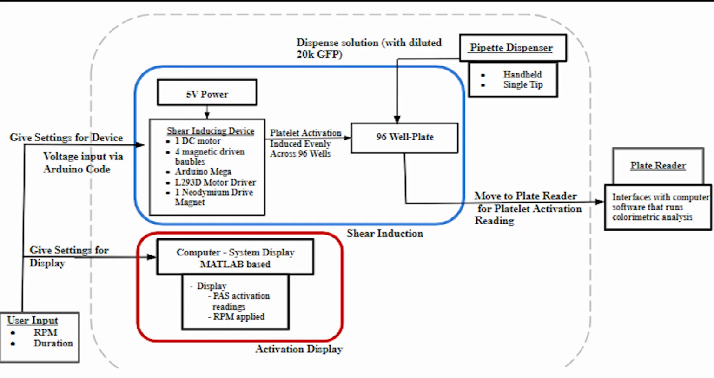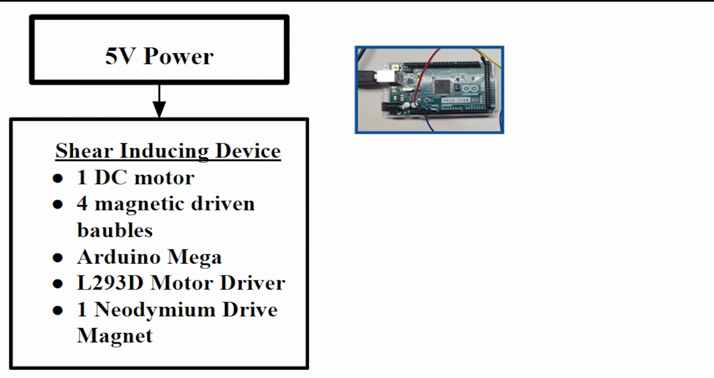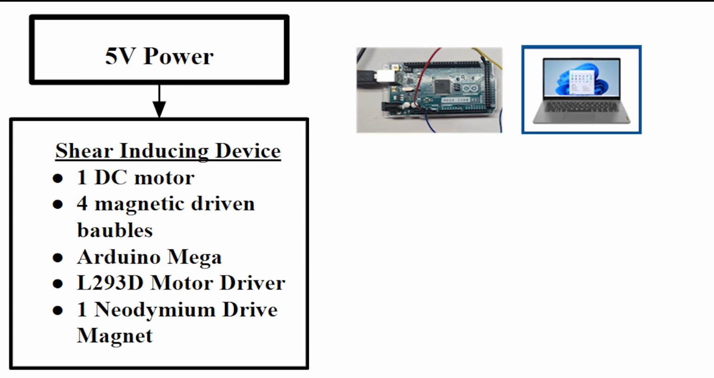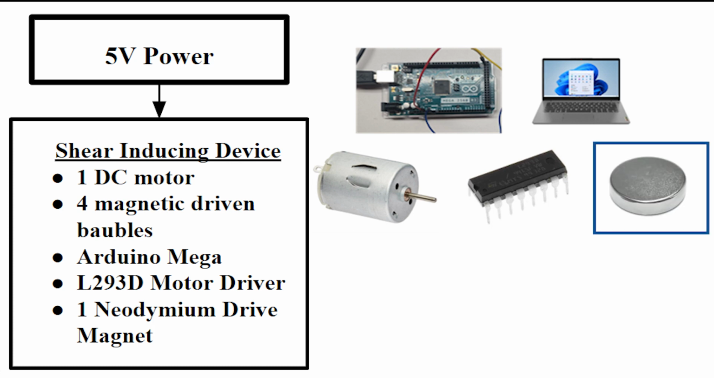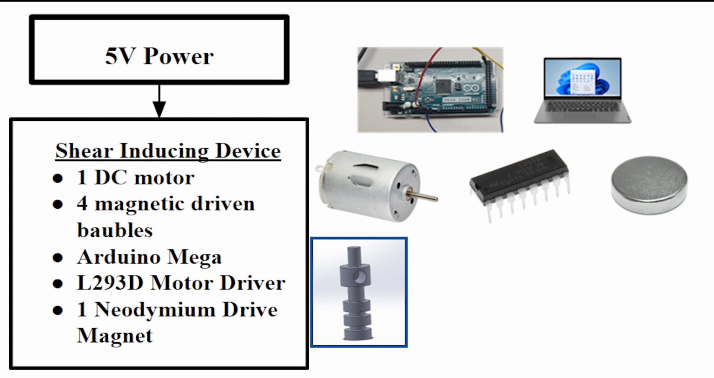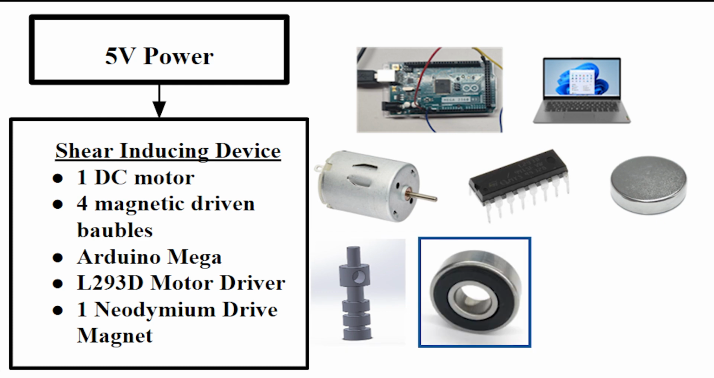There are two main components to the system, including the shear induction mechanism and the activation display. Starting with the former, the device consists of an Arduino Mega that interfaces with the user's laptop and device code, powering a DC motor through an L293D motor driver. Each motor is equipped with a neodymium drive magnet that induces rotation of the four magnetic bobbles suspended by ball bearings into the wells of the 96-well plate.